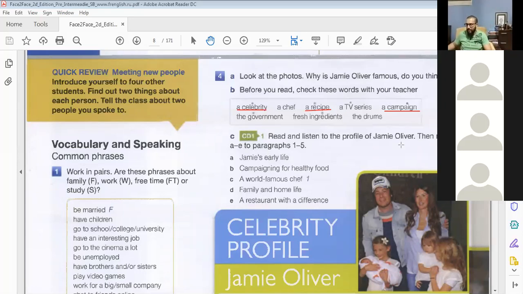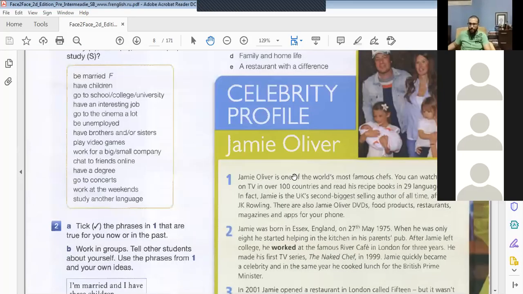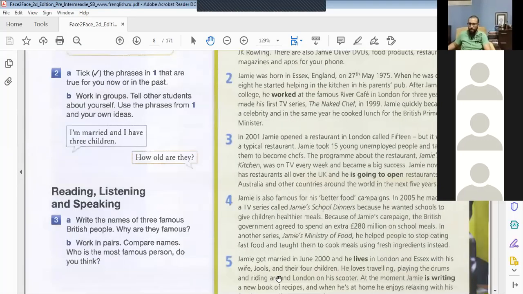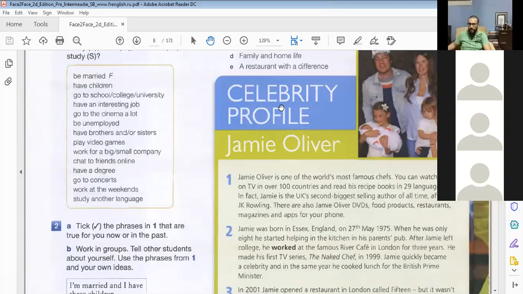So these are some of the words that we'll use in the story, or we'll see in the story. So now we're going to read and listen to the profile of Jamie Oliver. Then match A to E. So these headlines: Jamie's early life, campaigning for healthy food, a world-famous chef, family and home life, a restaurant with a difference. These headlines, we're going to match them with the paragraphs below. So you can see we have 5 paragraphs, 1, 2, 3, 4, 5. These are the paragraphs and these are the headlines.